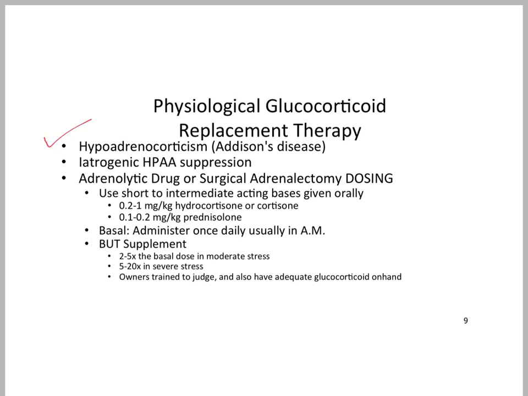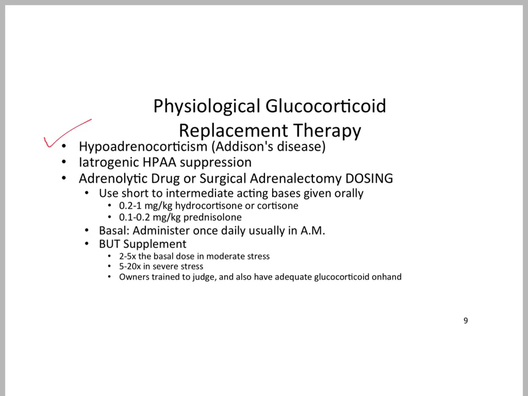Or we can create an animal, as we'll talk about in a different unit, that essentially has glucocorticoid deficiency by treating them with adrenolytic drugs. And some of these will, as we'll talk about, sometimes lead to partial mineralocorticoid deficiency. So what you do is you treat them the same way.